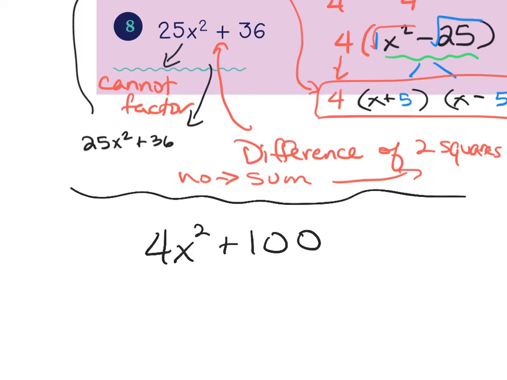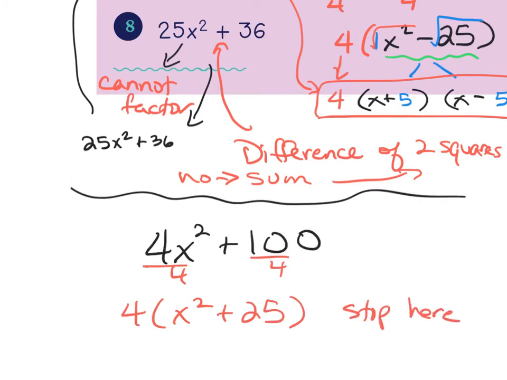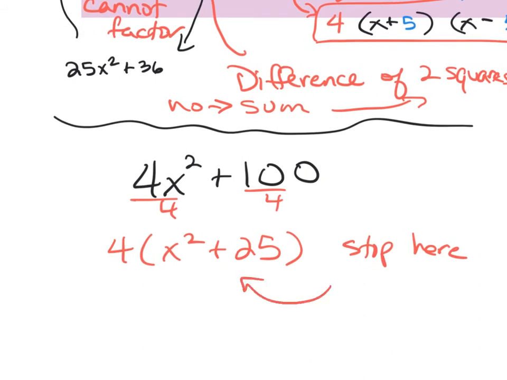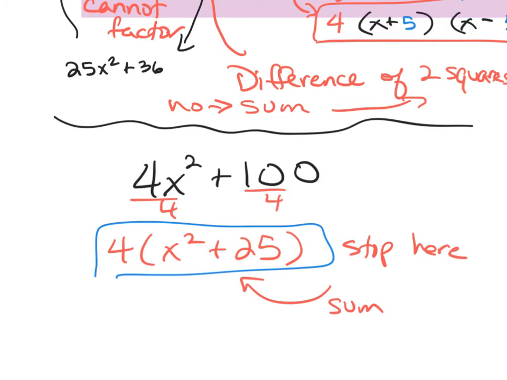So here I would divide both by 4, and then I would be left with x squared plus 25, and then you would stop here. Because now this is the sum, and there's no GCF, so you stop. This would be the answer that's factored. So be careful. Don't automatically assume that if you see perfect squares and an addition sign, it can't be factored. Always, always, always look for a greatest common factor first, and then proceed with what's left.